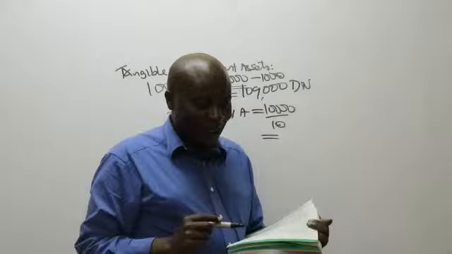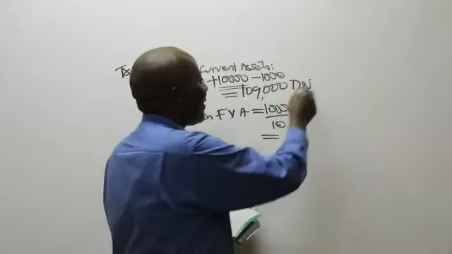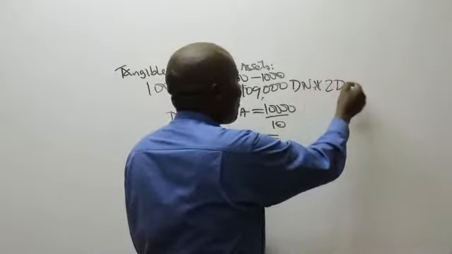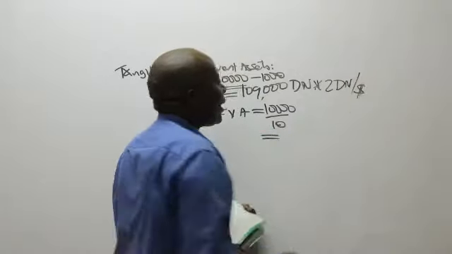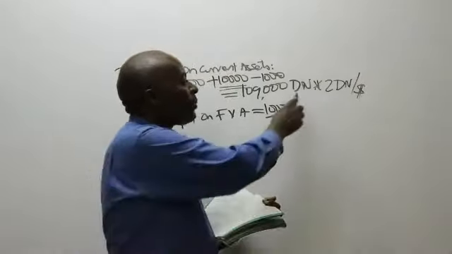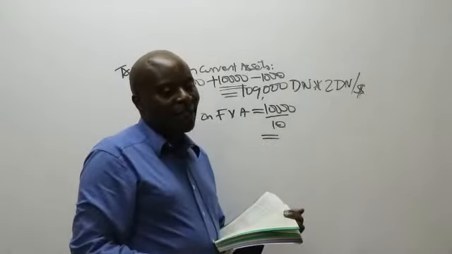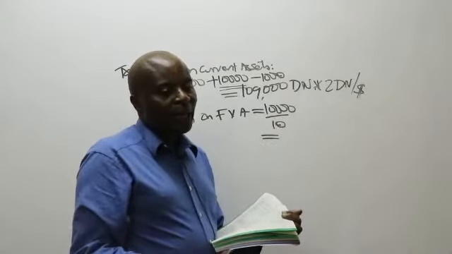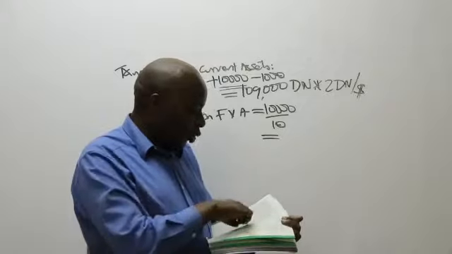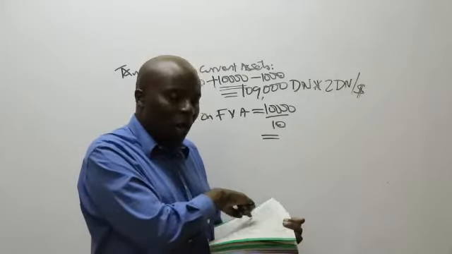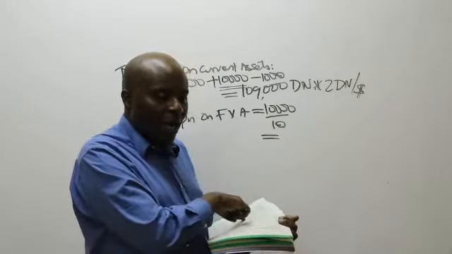Divide by 2. Because if you try multiplying this by 2, we'll end up getting a figure which is in terms of dn squared. That can never apply. Because you can see the 2 there, it is 2 dn per dollar, that is 2 dn to $1.